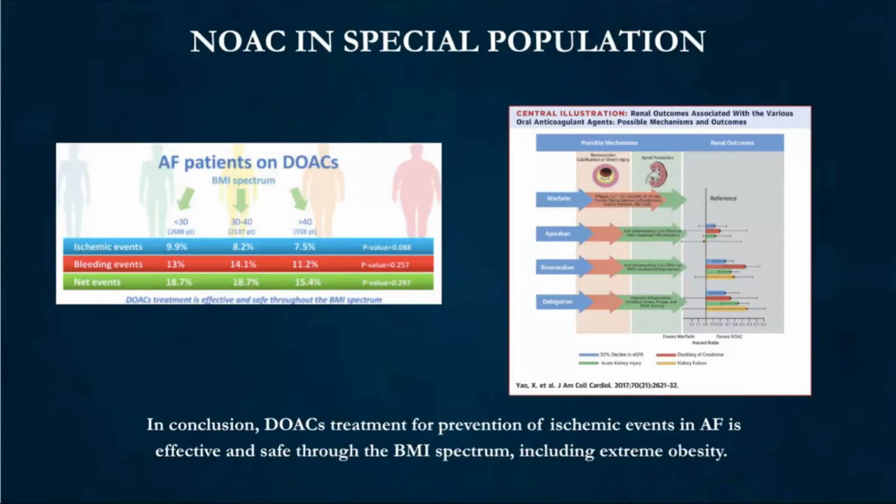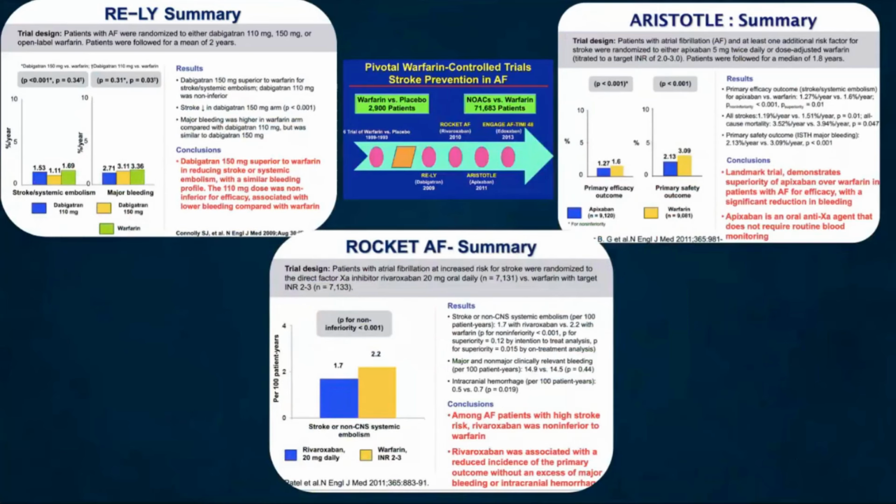And these are a few trials which supported the use of new oral anticoagulants when compared to warfarin. So the prime trial being the RE-LY trial, where the dabigatran 150 mg dosage was compared to that of warfarin, and it was found to be superior to warfarin in reducing stroke and systemic embolism.